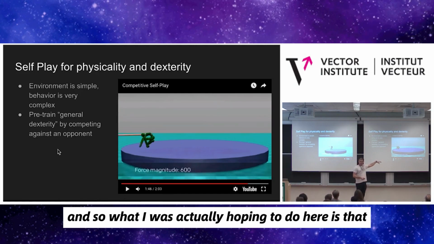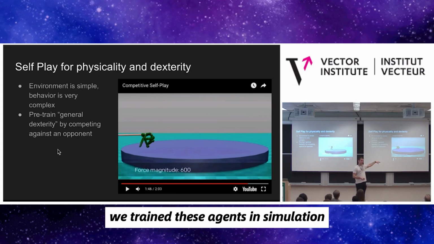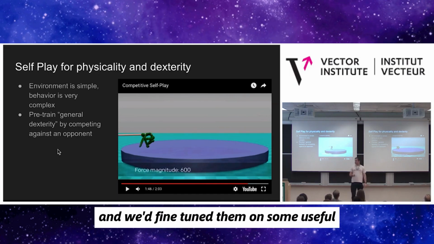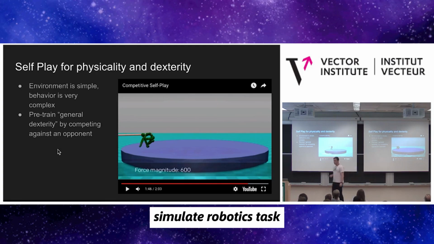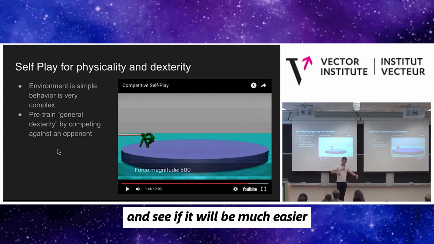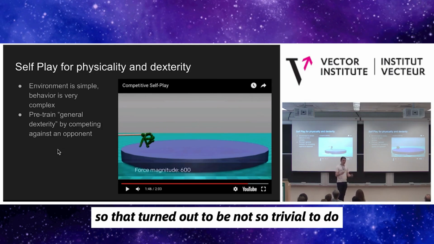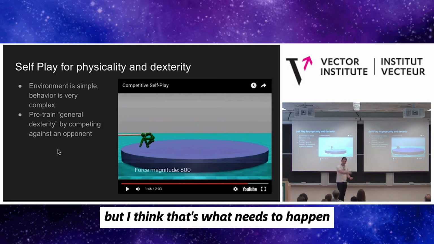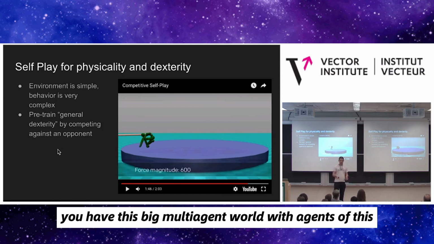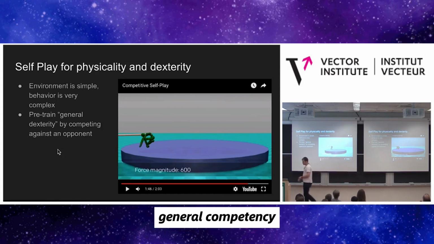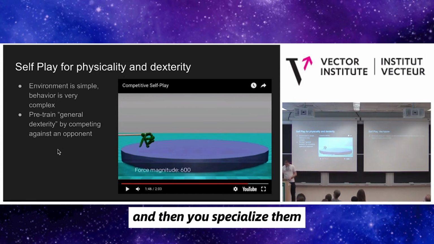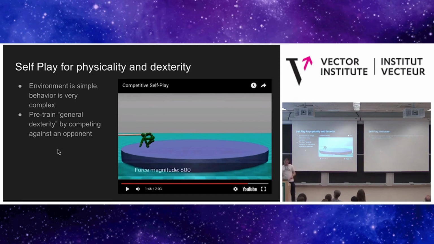And so what I was actually hoping to do here is that, okay, we train these agents in simulation, and then we'd fine-tune them on some useful simulated robotics task and see if it will be much easier. So that's turned out to be not so trivial to do. But I think that's what needs to happen. You have this big multi-agent world where the agents have this general competency, and then you specialize them to something that we actually need.